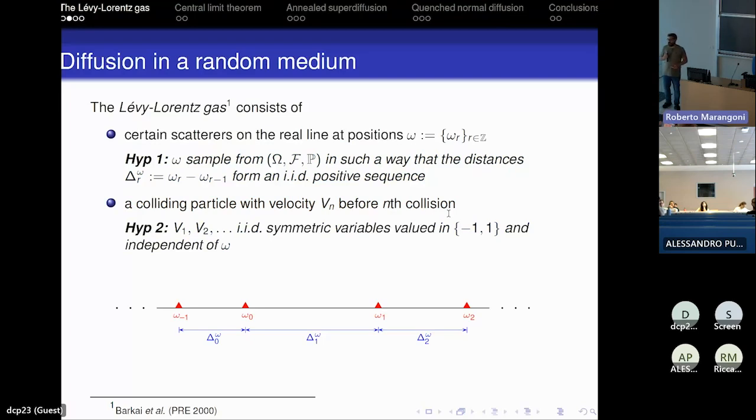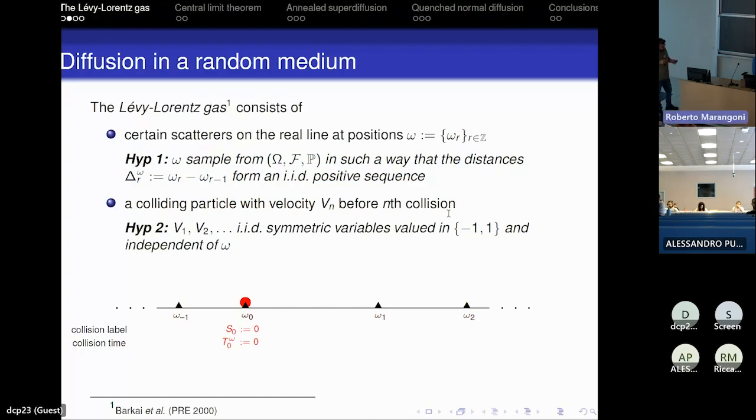Let me sketch the motion of the particle to clarify the model with a picture. This is the line with the obstacles in red at positions omega, and at the beginning you put the particle on an obstacle, say omega_0. In order to describe the model, I need two variables. S_n is the label of the obstacle at the n-th collision, so S_0 is 0. And then I need also the time, T_n, of the n-th collision, so T_0 is set equal to 0.